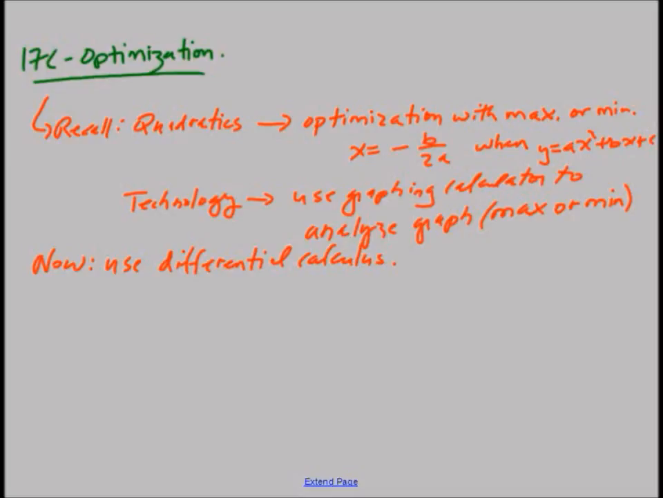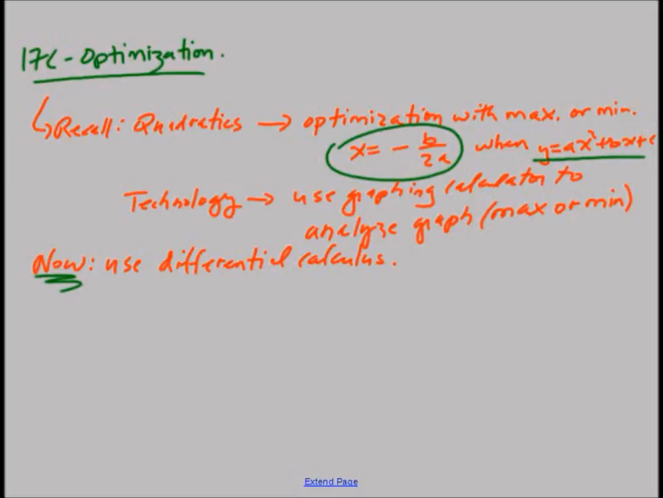If we recall, in quadratics, we've done this before in our quadratics unit, optimization with max and min. We use this x equals negative b over 2a. And the a and b, of course, come from y equals ax squared plus bx plus c. We can also use technology. We've used the graphing calculator to analyze the graph to find the maximum mins before. Now, we will also be able to use differential calculus. Okay, exciting, yeah!